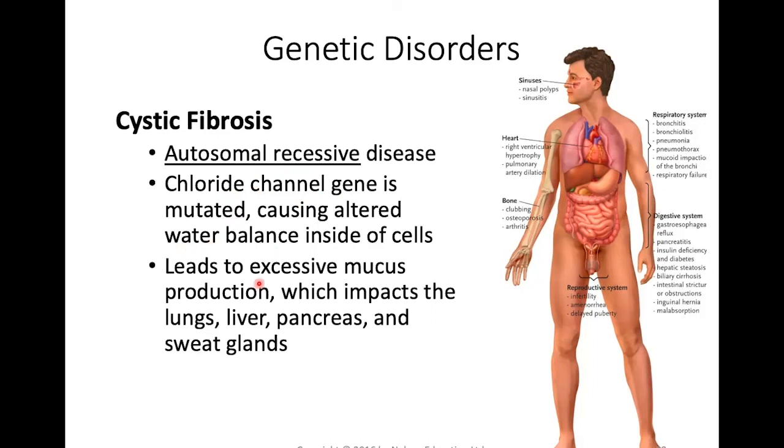And so as a result, the cells then produce excessive amounts of mucus, which can impact lots of different organs scattered throughout the body. One of the most commonly affected organs are the lungs, but also can impact liver, pancreas, as well as sweat glands. Okay, because this is a systemic issue where chloride channels in every tissue throughout the body, all tissue types are going to be impacted as the individual is unable to maintain water balance between their intracellular and extracellular environment.